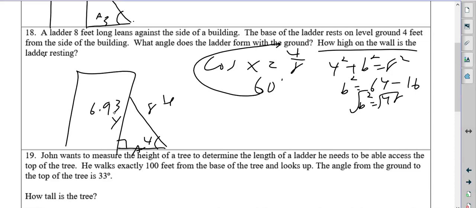Okay, but like I said, you could have also used tangent of the angle 60, tangent of 60, equals opposite over 4. Okay, you could have also done sine of 60 equals opposite over 8, and you would have gotten the same answer no matter what you did. So there are options, but this is probably a quicker way.